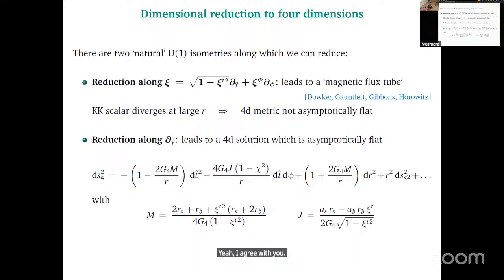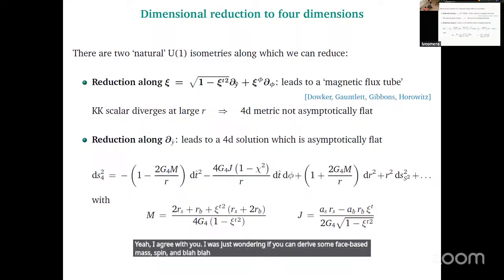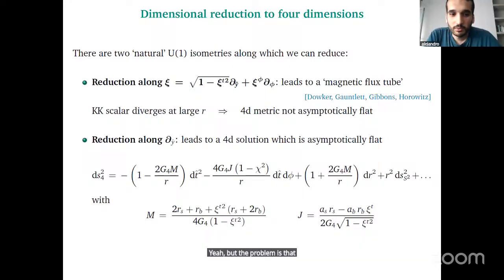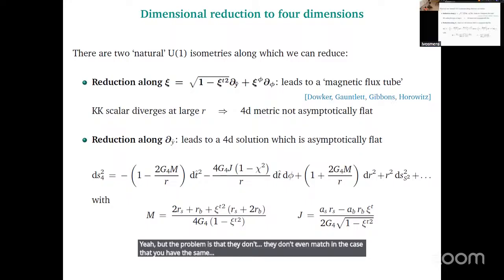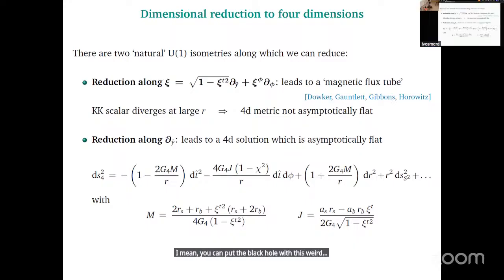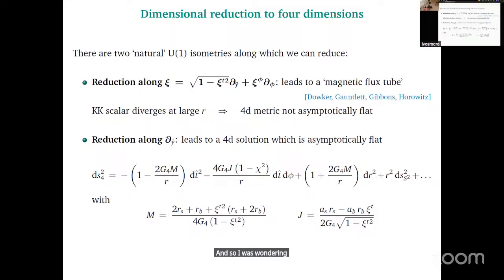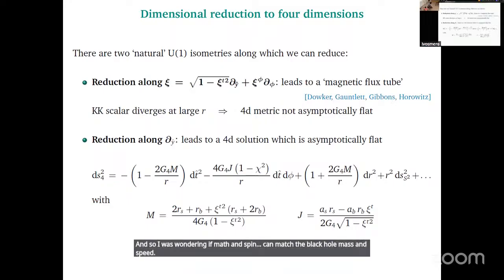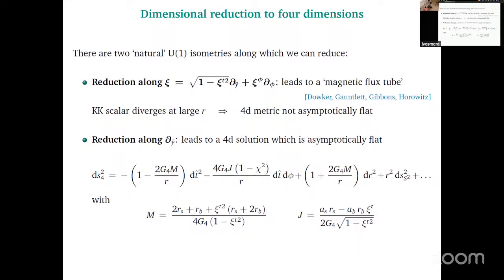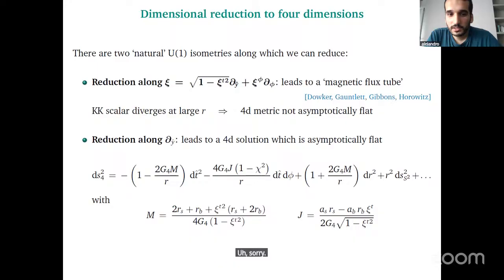Yeah, I agree. I was just wondering if you can derive some phase space, mass, spin, and so on. Does it live with the same mass and spin as a black hole with the same boundary, even if it's a weird boundary? Yeah, but the problem is that they don't even match. You can put the black hole with this weird boundary; nothing forbids you to do that. Sure, you can do it. So I was wondering if mass and spin can match the black hole mass and spin, and charge also. No, sorry. The mass.